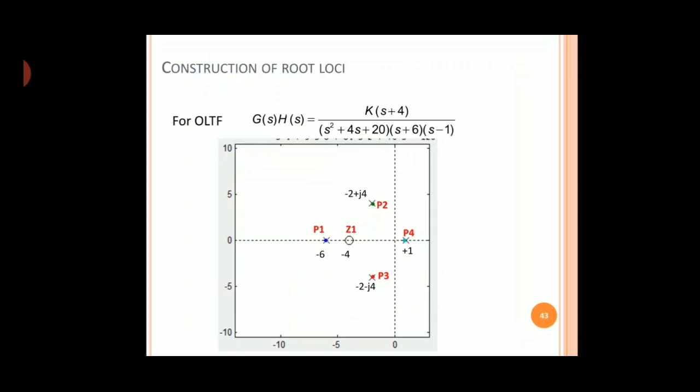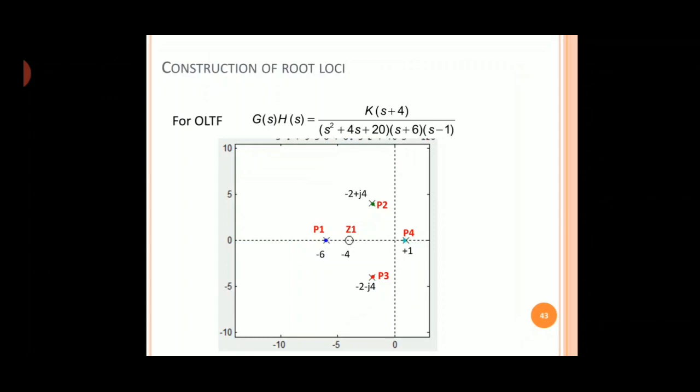Here they are marked. There is only one zero, s plus 4 equal to 0, so s equals minus 4. There is only one zero, named Z1. There are two real poles, one at plus 1 and one at minus 6. And there are two complex conjugate poles, minus 2 plus 4j and minus 2 minus 4j. As I said, complex poles always occur in conjugate pairs.